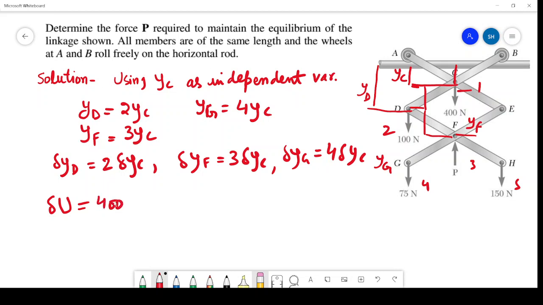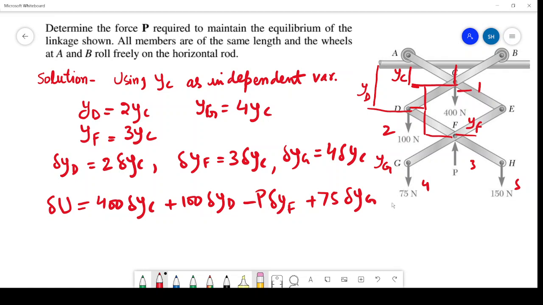So 400 into delta YC, plus 100 into delta YD, and then minus P, because P is acting in the opposite direction, minus P into delta YF, plus 75 into delta YG, and plus 150 into delta YH.